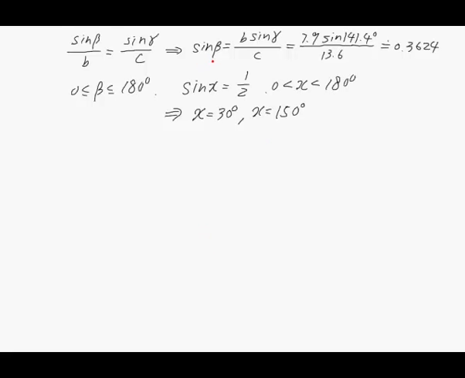Now, how about this beta? How do we know this beta is an acute angle and not an obtuse angle? So this beta is in quadrant 1, not in quadrant 2. So actually, from the property that the sum of the three angles of a triangle is equal to 180 degrees, so alpha plus beta plus gamma is equal to 180 degrees, then we can know alpha and beta must be acute angles.